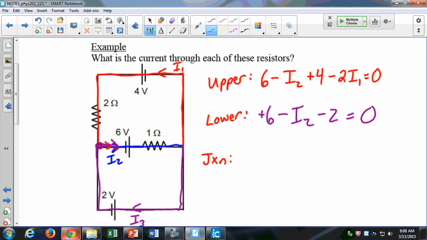And then I want to pick a junction. I can pick any junction. Say this junction right here. I have a current there, I1. I have a current there, I3. And I have a current here, I2. So what's my IN? I2 equals I1 plus I3.